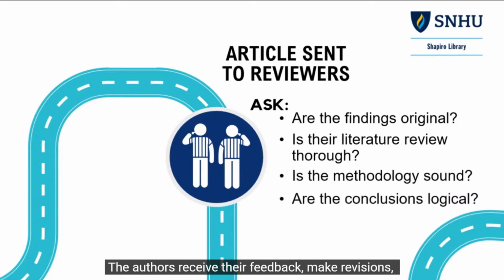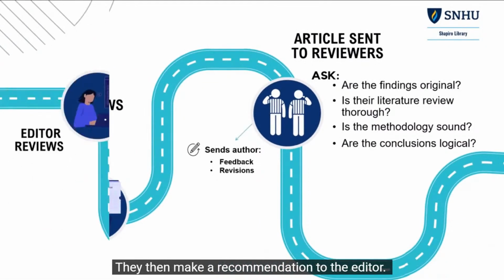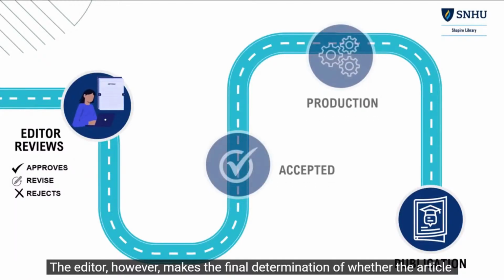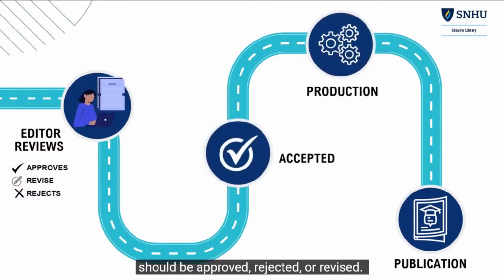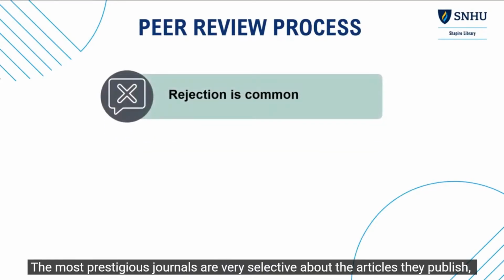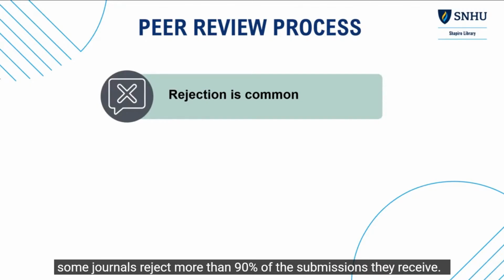The authors receive their feedback, make revisions, and sometimes respond to the reviewers. They then make a recommendation to the editor. The editor, however, makes the final determination of whether the article should be approved, rejected, or revised. Rejection is common, though. The most prestigious journals are very selective about the articles they publish, so they tend to have high rejection rates. Some journals reject more than 90% of the submissions they receive.